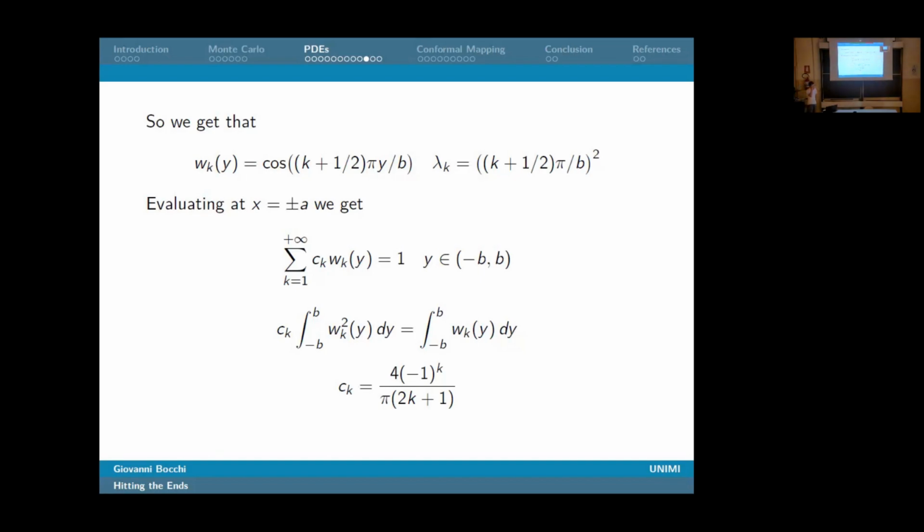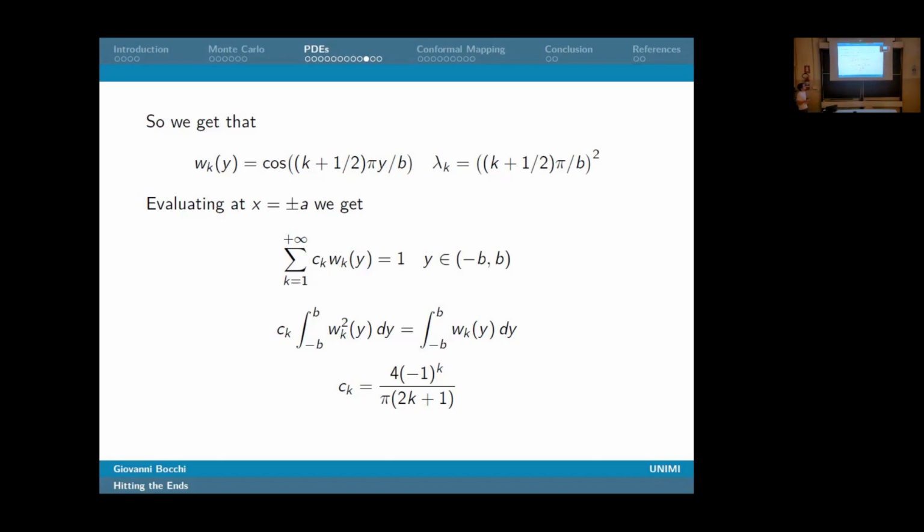Then, to find v, we should evaluate what we had before at x equal plus and minus a, so that the part in x becomes a constant, depending possibly on k, and we have that the evaluation of the function should give us 1 for every y in minus b, b. Then from this equation, we use essentially that the w_k are eigenfunctions, and they form an orthogonal system.